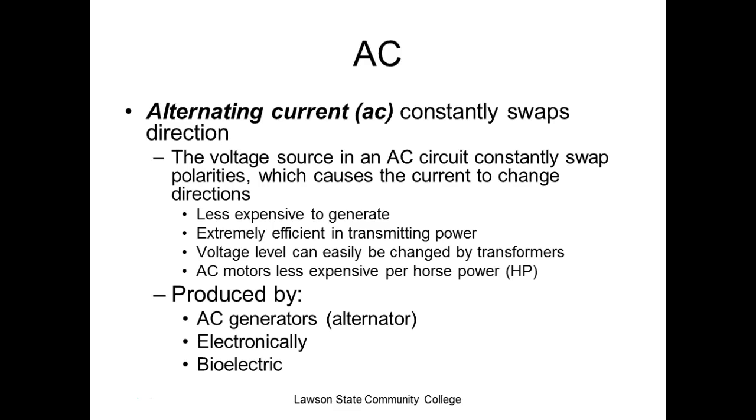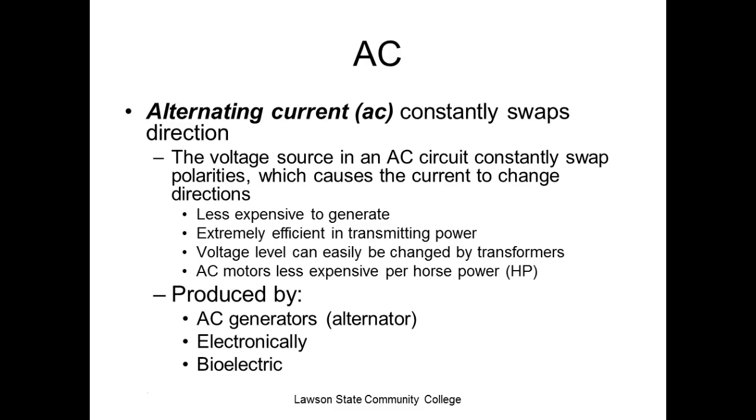Alternating current does what? Constantly swaps. The AC voltage source constantly swaps polarities, which causes the current to do what? Change directions. So AC has no polarity. People get tied up on their meters and think you have to put the black lead on the neutral and the red lead on the hot. That's not true in AC. It makes no difference. AC has no sign. If you put your digital meter in a DC circuit wrong, it's just going to show you the wrong sign. But AC has no sign, right? You understand that?